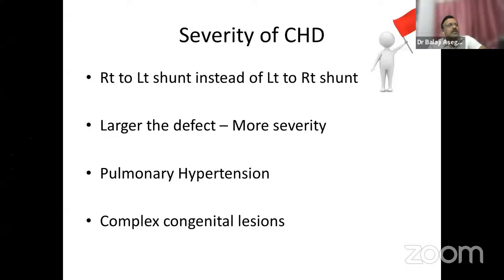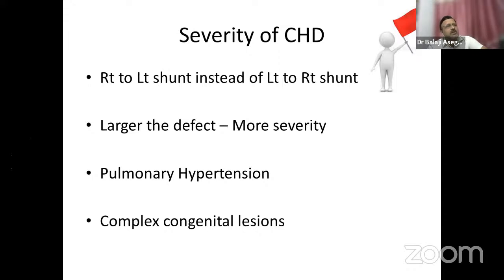Let me tell you, whenever there is right to left shunt, instead of left to right, usually these are the severe congenital heart disease. They are very high risk for non-cardiac surgery. Why? Because right to left shunt means there is a mixing of venous blood with the left-sided blood, and this is occurring usually due to increased pulmonary hypertension or some pathology which is not allowing blood to go to the lung, rather than it is directly shunted to the left side of the heart.